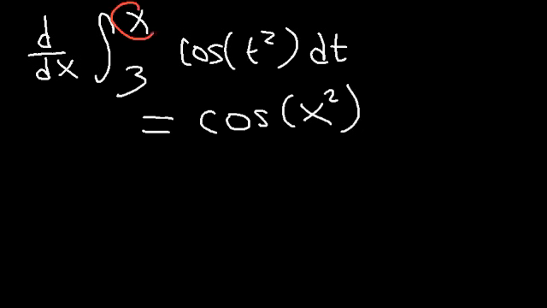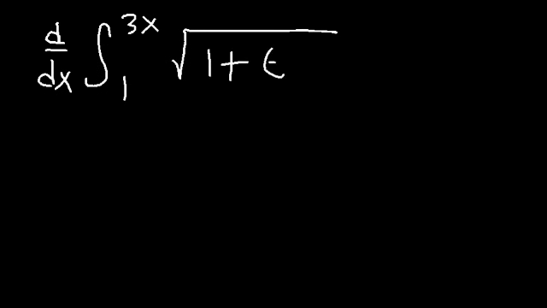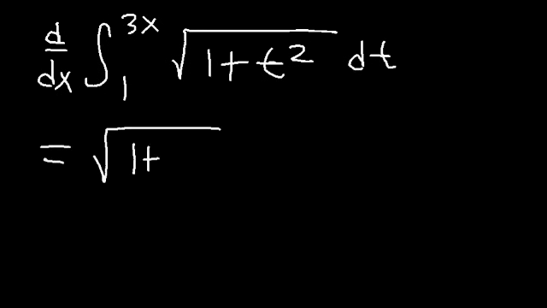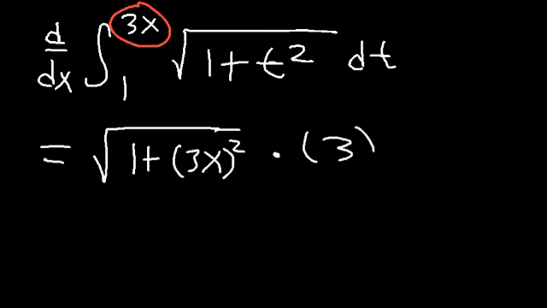Now what if we have something else other than x? So what if it was like, let's say this is 1 to 3x square root 1 plus t squared dt. What should we do in this case? Well, the final answer is going to be the square root of 1 plus, now you need to replace t with 3x, so 1 plus 3x squared, and then all you need to do at this point is multiply by the derivative of 3x, which is 3. If you do it this way, you're going to get the answer, but I'm going to explain why it works later in this video.